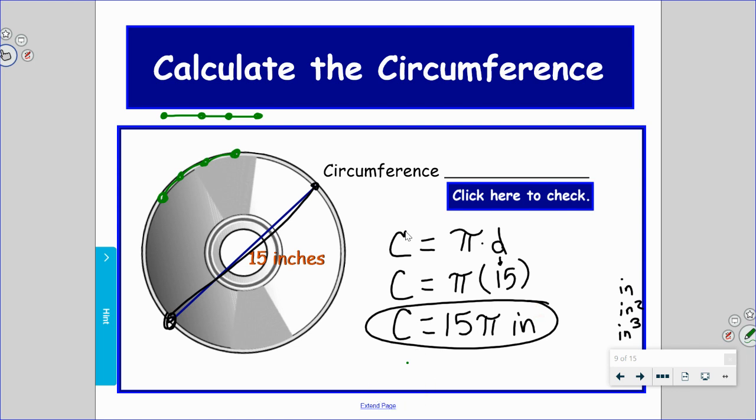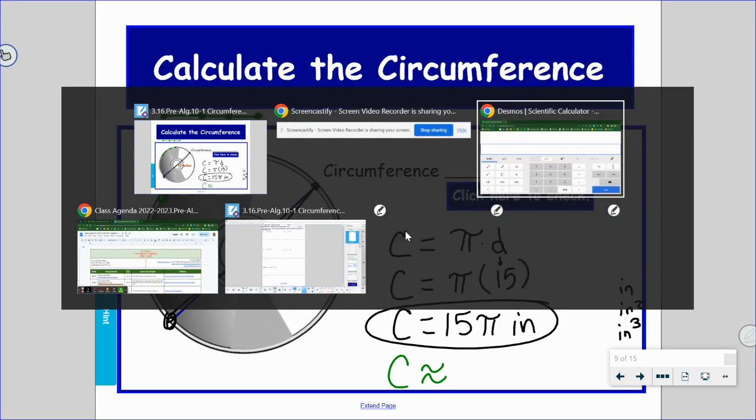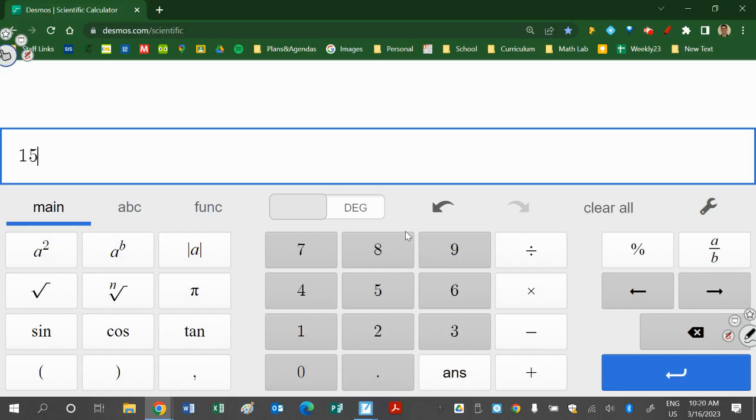Now there's one piece left. While we just found a great answer, oftentimes, people will estimate it, knowing that pi is an irrational number. It goes on forever, it does not terminate, and it does not repeat. I'm going to go to our lovely Desmos calculator, and I'm going to type in 15. Now, pi is a lovely button right here, or you can actually just type in pi, and the programming will automatically change it to pi.